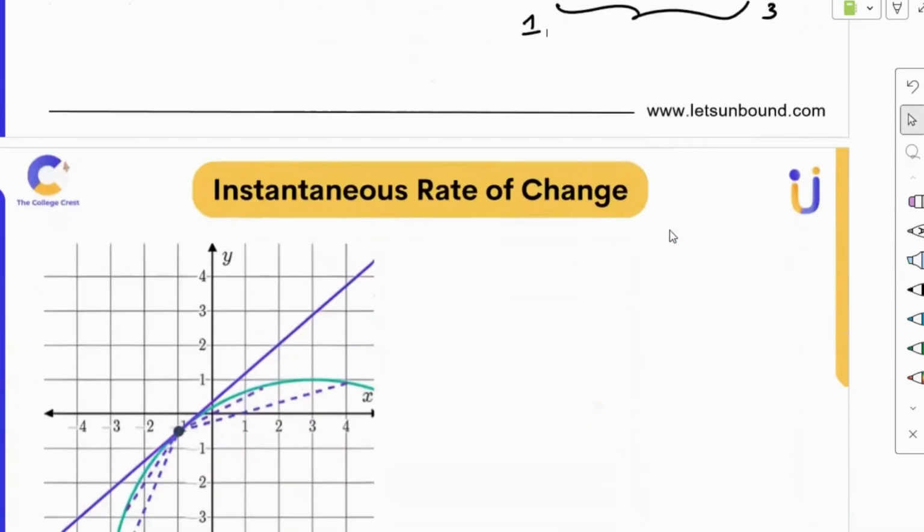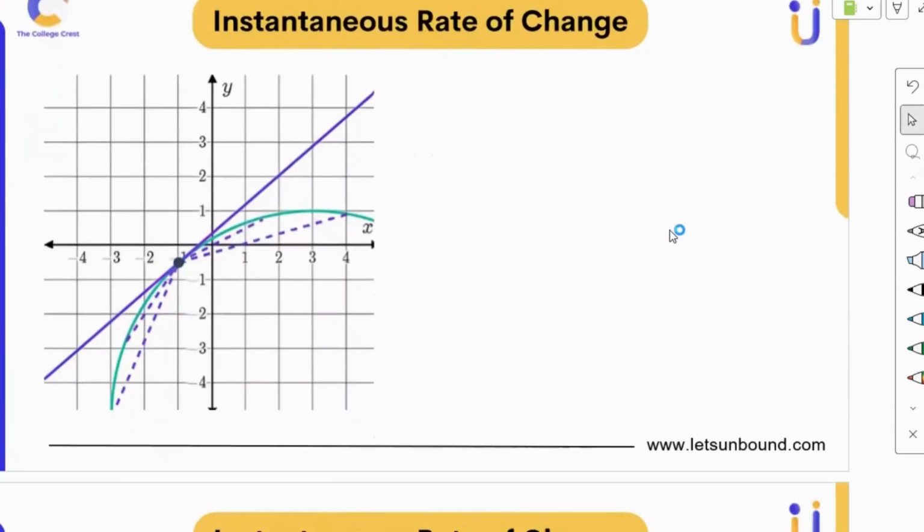So now, instantaneous rate of change, as the name suggests, instant, at that particular instant, what is the speed of the vehicle? Something like that we will analyze. So that is instantaneous rate of change. Here only 1 point, exactly at -1 what happened, right? What is the rate of change?